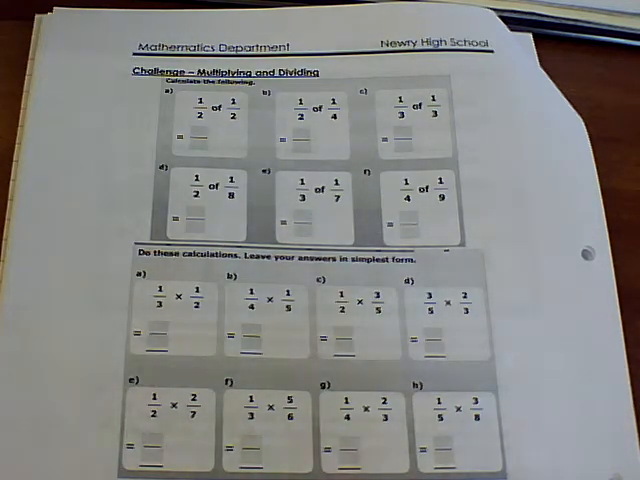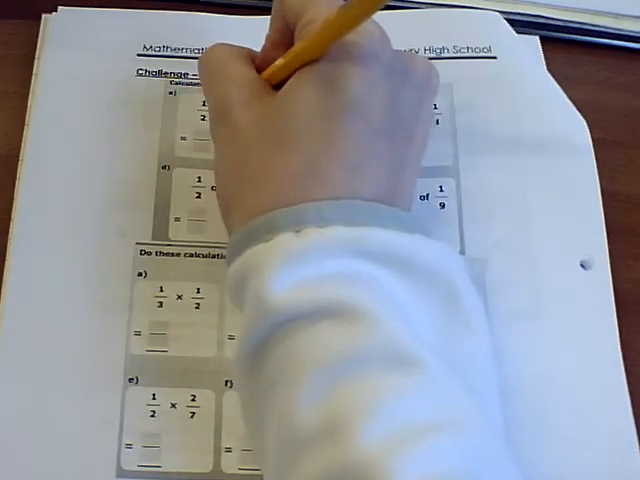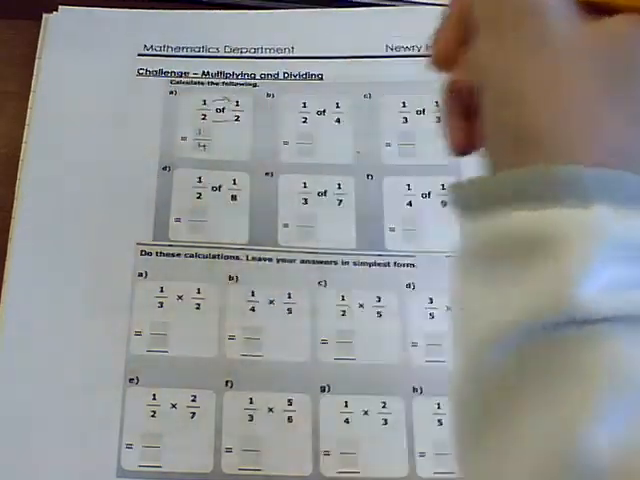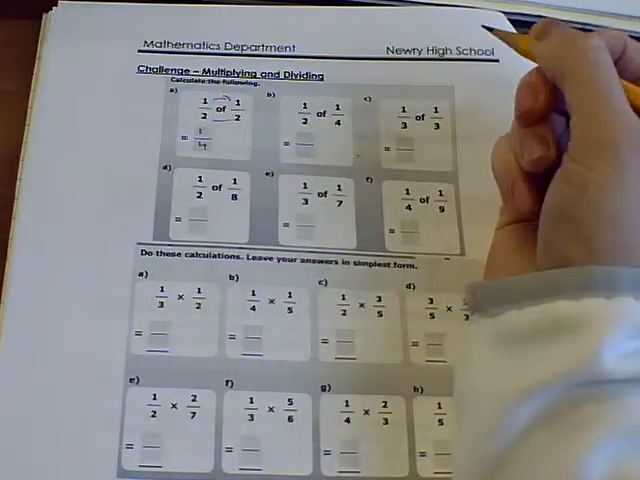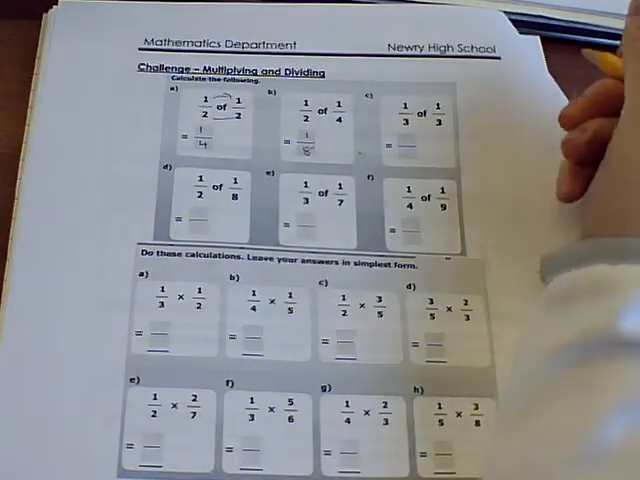This is the homework corrections for page 16. So a half of a half, simply multiply across. 1 times 1 is 1, 2 times 2 is 4, and we can't simplify a quarter, so that's your first answer. 1 times 1 is 1, 2 times 4 is 8.